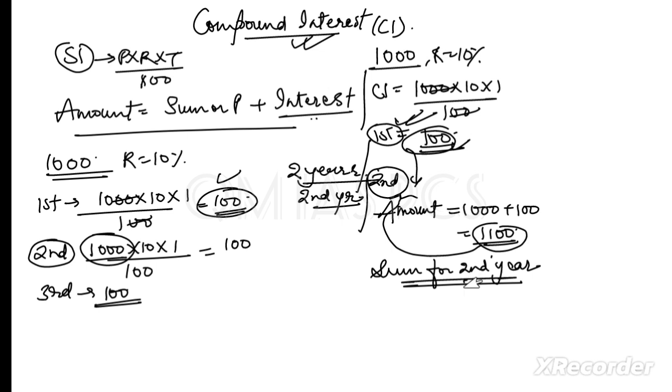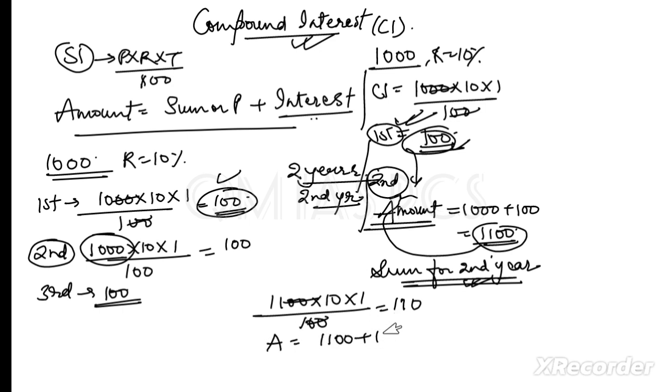For the second year, your principal will be the amount from the first year. So here we can write 1100 multiplied by 10, the rate will be the same, multiplied by 1 year, since I am calculating for 1 year, so the interest will be 110. Now, amount is equal to what? Amount is equal to 1100 plus 110, that means 1210.